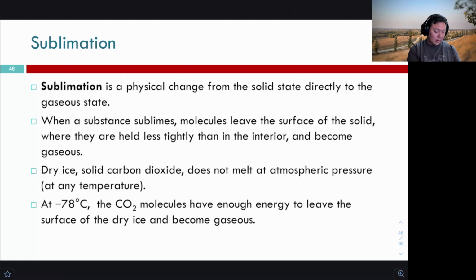So when we have a substance sublime, we have molecules that leave the surface of the solid, again, where they're held less tightly than the interior, and become gaseous.